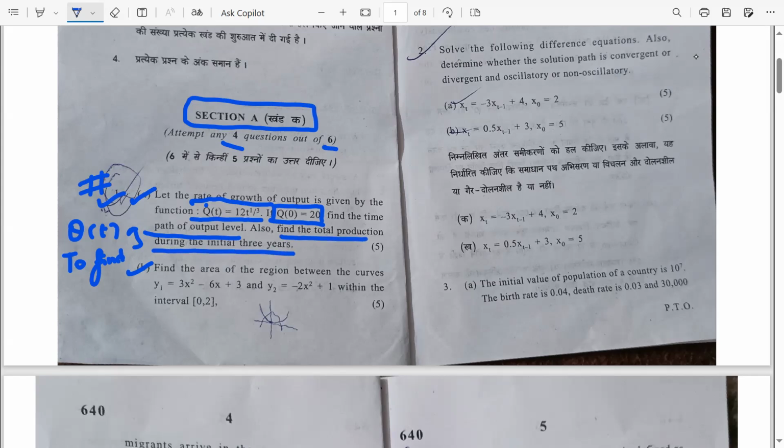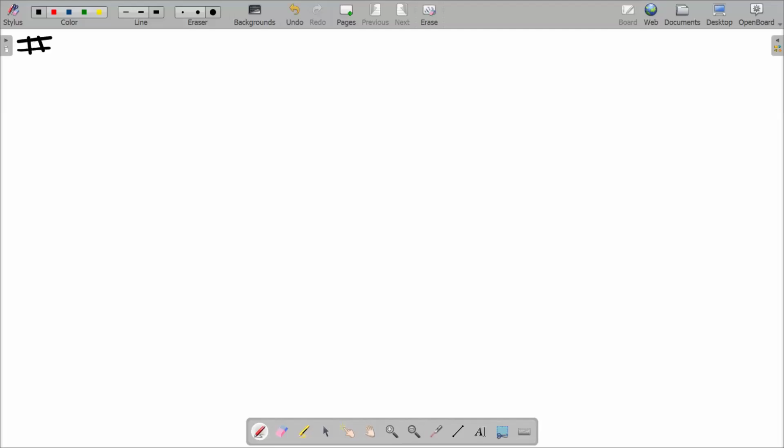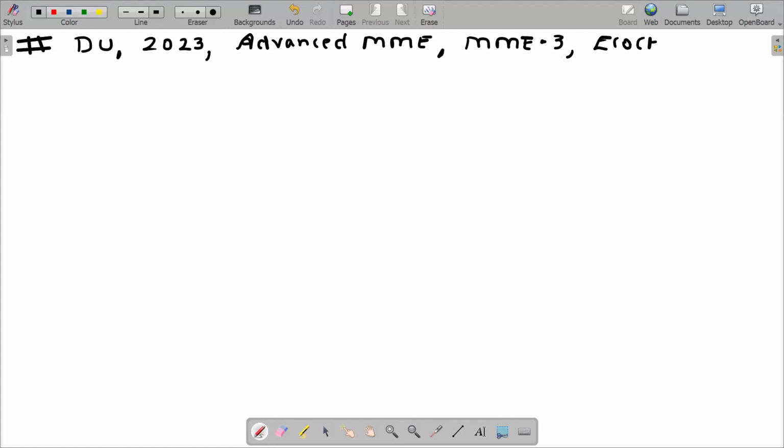So let me quickly come to the whiteboard first to solve this problem. I'm writing the main heading for completeness. We are looking at the Delhi University 2023 question paper for the Advanced Mathematical Methods for Economics, which I also call the MME3 course, and this is for all those students who are pursuing economics honors from University of Delhi.